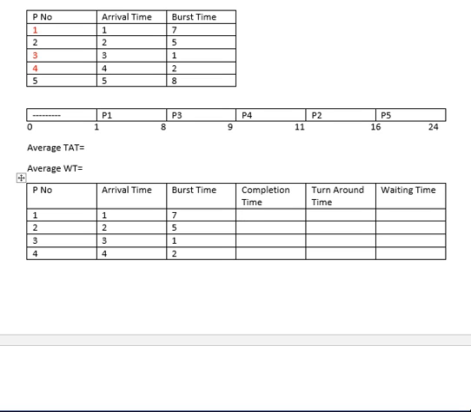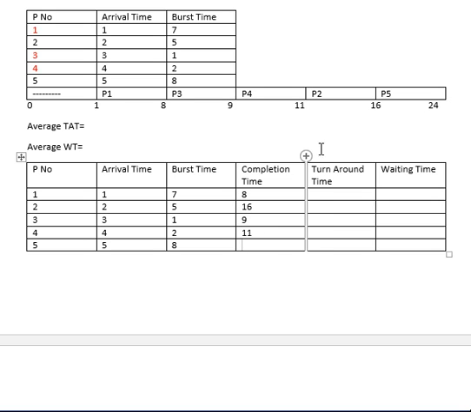So the completion time for P1 here, if you can see, is 8. Next for P2, where is that P2, it's 16. Okay, P3 it is 9, P4 it is 11, correct, and P5 we have is 24, right? Now turnaround time is easy to calculate, because completion time minus the arrival time is your turnaround time, so I'll directly write it as 7. 16 minus 2 is 14, and then comes 6, right, 7, and lastly we have 19.